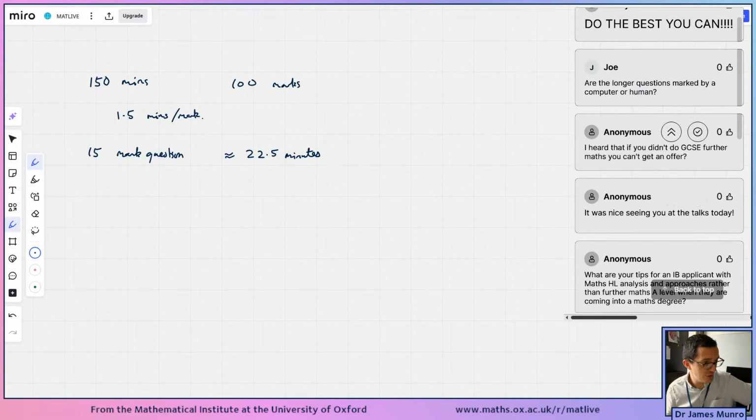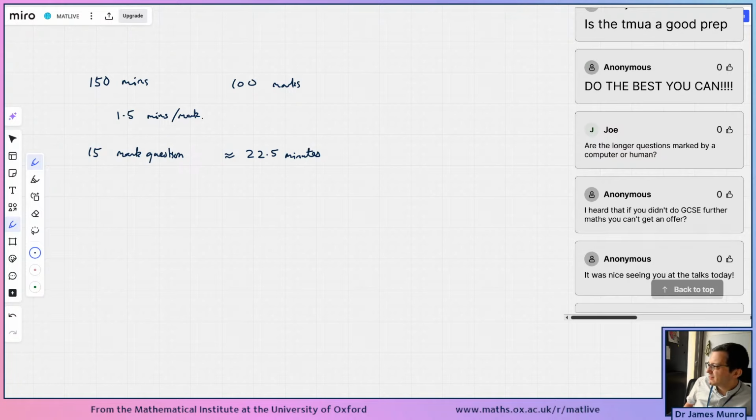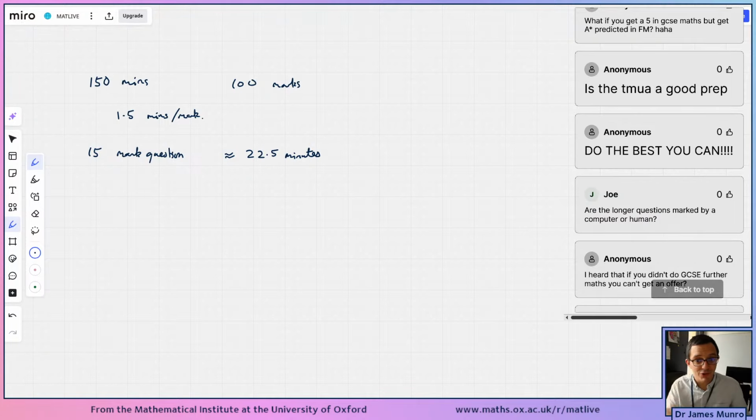If you didn't do GCSE further maths, oh come on. Most people don't do GCSE further maths because most people don't get the chance to do GCSE further maths. I didn't do GCSE further maths. Did I? Did I do some sort of freestanding maths qualification? I might have. Goodness me. Some people get the options to do extra things in school, but not everyone does.